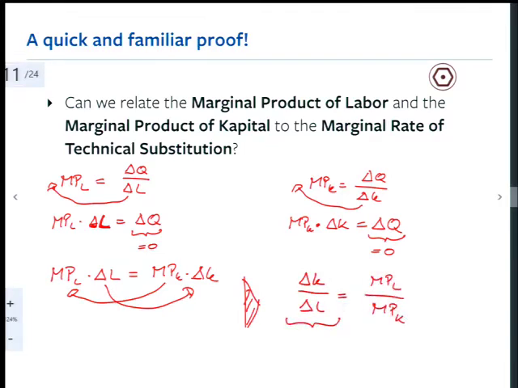Now, for $1, what's that? Say it loud. Oh, I don't have that many dollars. Who wants $1? You. There you go. That's the marginal rate of technical substitution, right? There you go. You're welcome. So that's the marginal rate of technical substitution.